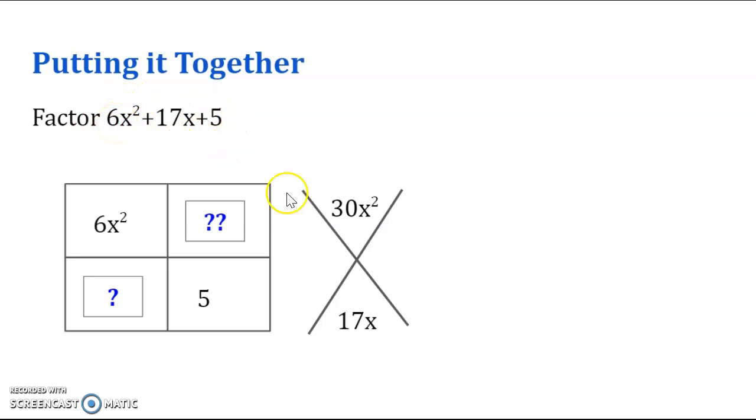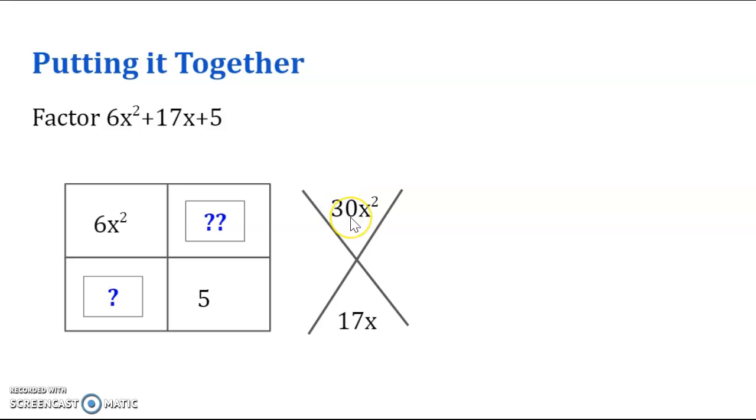You can do 6x squared times 5 to get 30x squared, or you can just write 6 times 5. But in that case, when you are filling the boxes in, you do need to add the x. So whichever one is easier for you, I am good with, but you do need to remember to not just solve it, but when you're filling it in, that you need to enter the x as well. And I'm going to show you that.